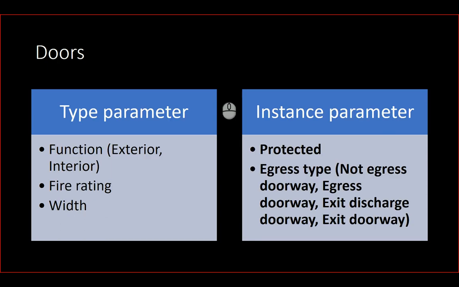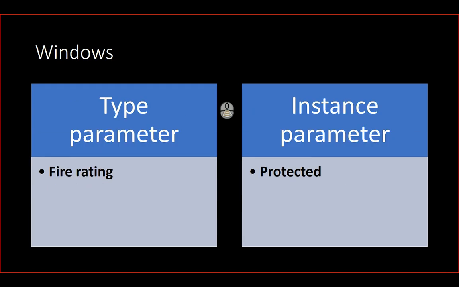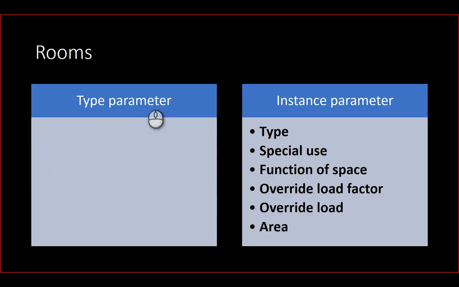For doors, we're making use of a function parameter, which already is in Revit, fire rating and width parameters, but we've also added instance parameters for protected and egress type. And the egress types that we've identified are not egress doorway, exit discharge doorway, or an exit doorway. For windows, we need a type parameter for fire rating, and we need an instance parameter for whether it's protected or not. For rooms, we need quite a few new instance parameters.